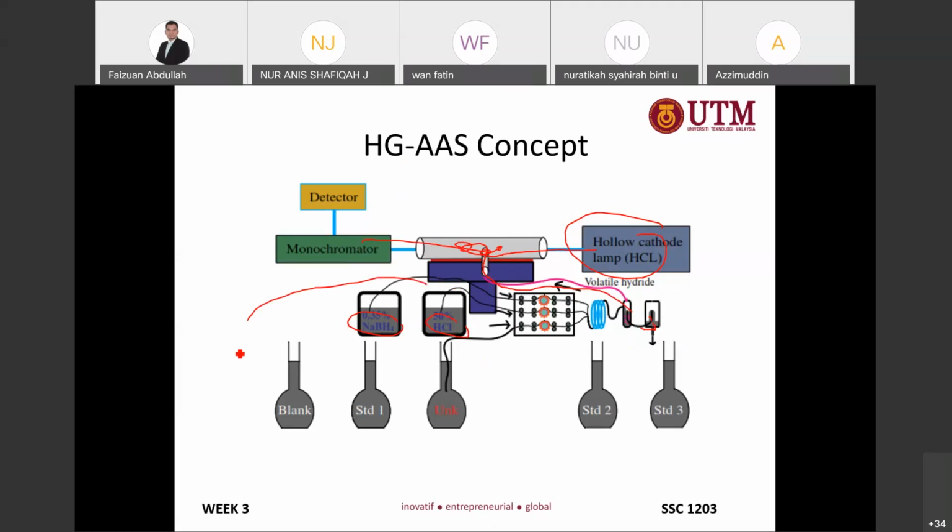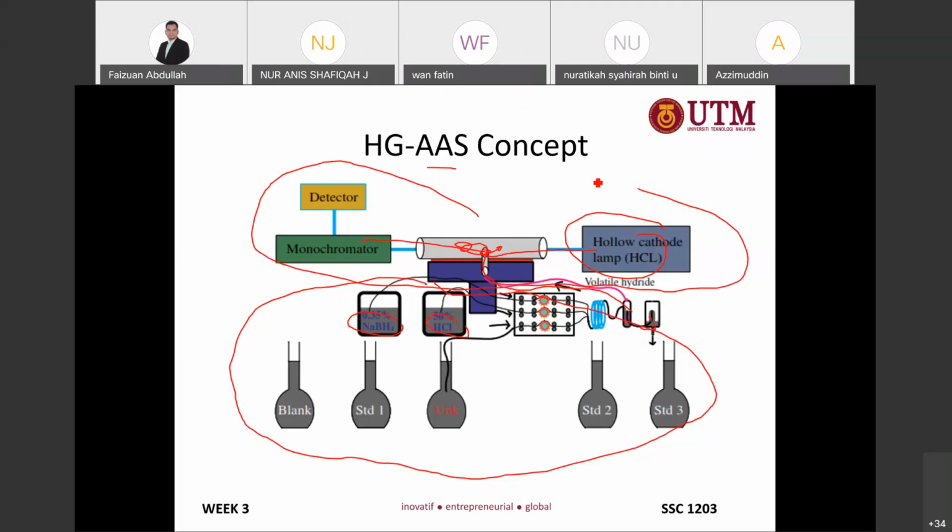This is hydride generation, and AAS. Remember, we have several types of AAS. We have flame, so the atomization is in the form of flame, and we have AAS for the detection. And we have graphite furnace. The atomization is in the form of graphite furnace, and we have AAS for detection. For this, also similar, we have hydride generation for the atomization, and we have the AAS for detection.